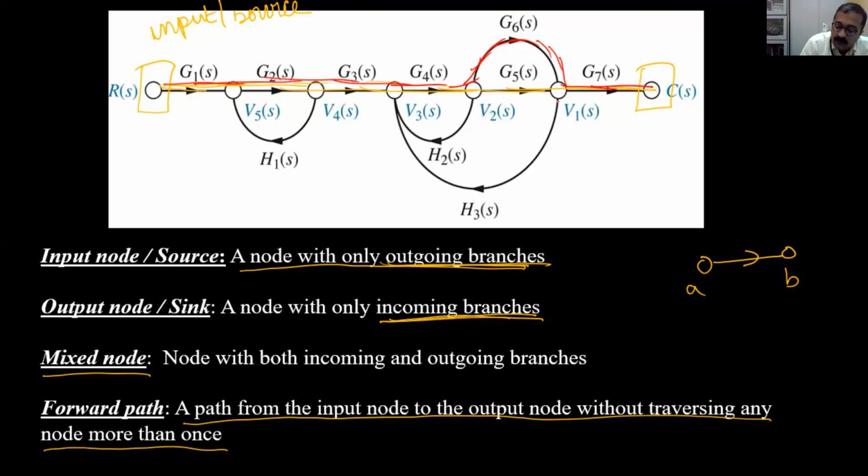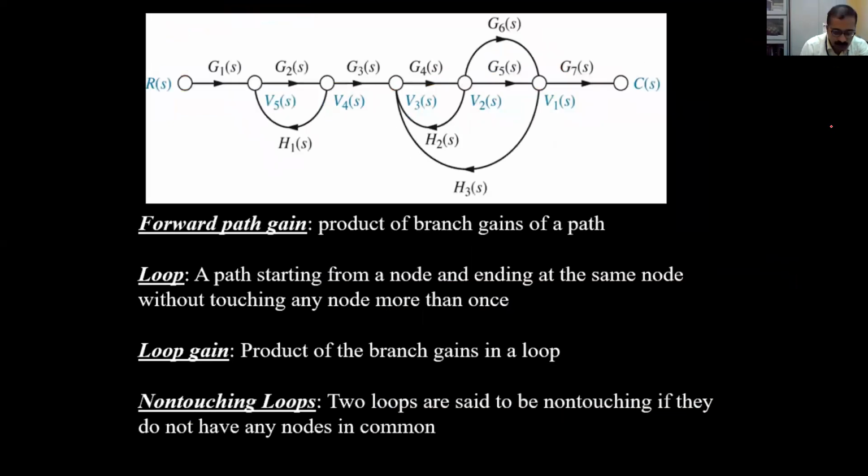If my yellow one is the first path, I can write path gain P1 as G1, G2, G3, G4, G5, G7. G1 means G1 of S, G2 means G2 of S, it is understood. So this is my first forward path gain, the one in yellow. What will be the second forward path gain? G1, G2, G3, G4, G6, G7. This is what is called path gain. Product of the branch gains of a path is called path gain.